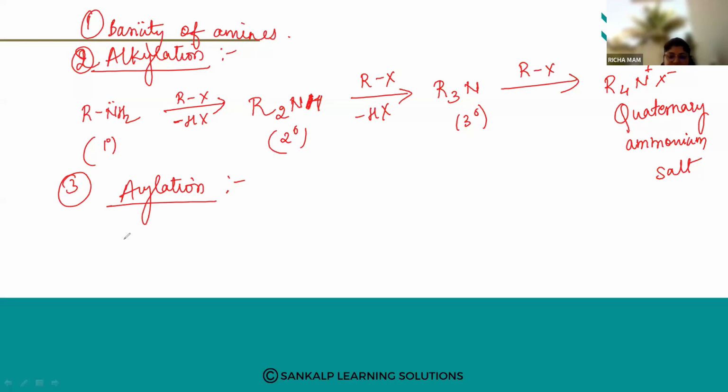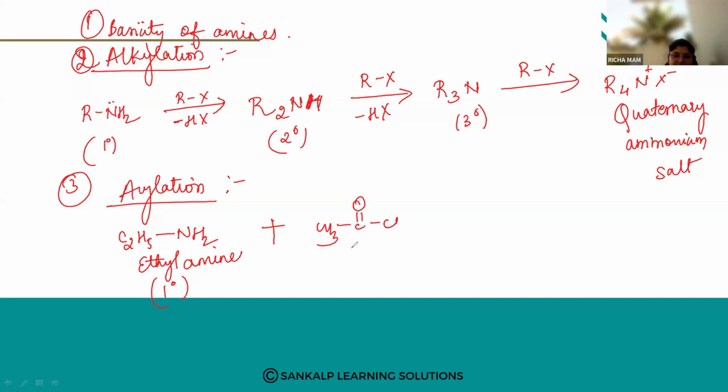Suppose we take ethylamine, which is a primary amine. Acylation means I have to take an acyl chloride, so let us take acetyl chloride. In alkylation we take an alkyl chloride; here we take acetyl chloride. So we are going to take ethylamine.